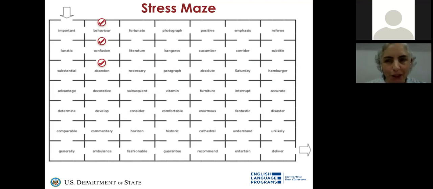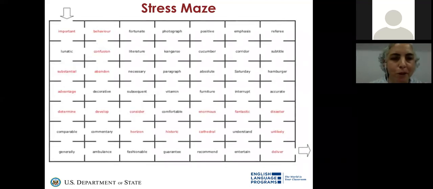But I'm usually surprised by how quickly my students are able to get through. So I'm just going to give the answers quickly instead of making everyone guess. Again, it's a skill that seems difficult at first, but as you keep practicing it with students, it gets easier and easier. Substantial, advantage, determine, develop, consider. Okay, and here's the answer key. If you follow the words in red, you can see they all have the same stress pattern, and you get to the end.